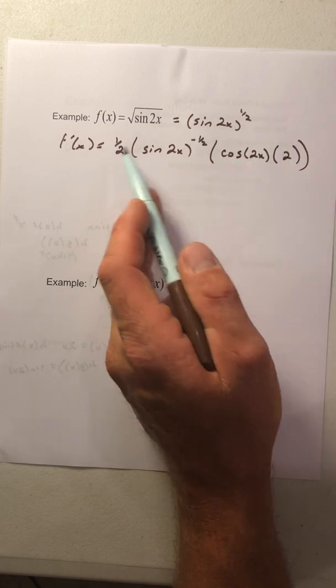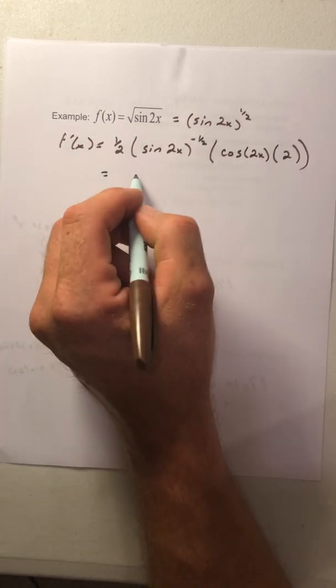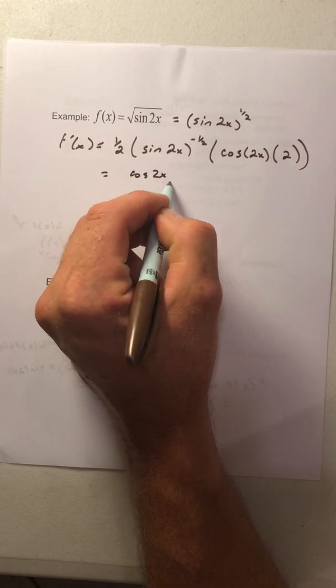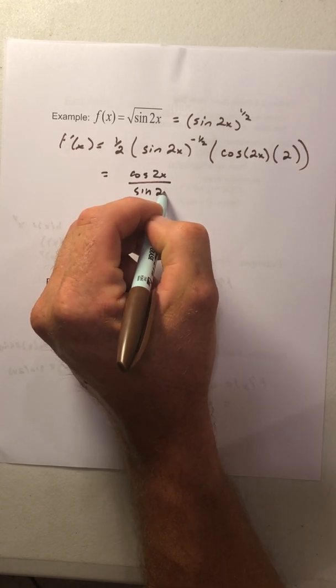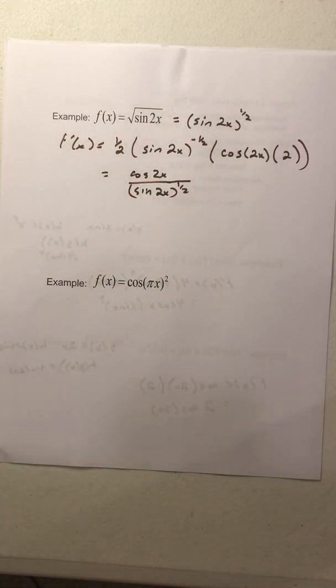So the 1/2 and the 2, they're going to cancel each other out. We have the cosine of 2x over the sine of 2x to the 1/2 power, or the square root of sine of 2x if you wish. And that gives us our answer.